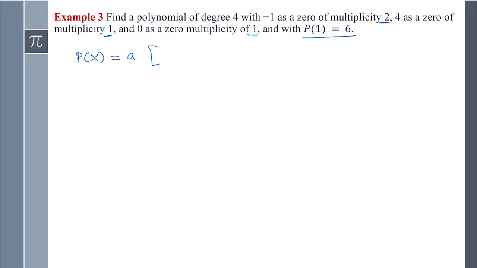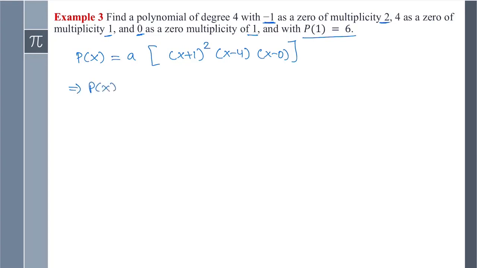Then we have a zero, negative 1, so the factor is x plus 1, and it has a multiplicity of 2, so that means we put a square here. Now the next zero is 4, so we have x minus 4 as the factor. The multiplicity is 1, so it's just the power 1. The next zero is just 0, so it's x minus 0, and the multiplicity is 1, so we really don't have to put that.